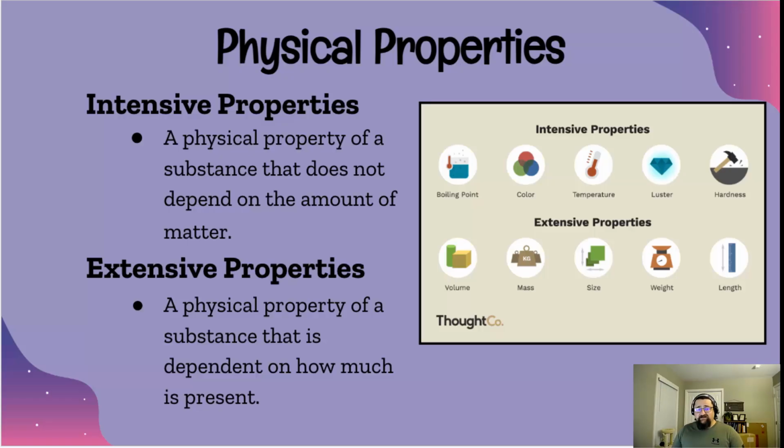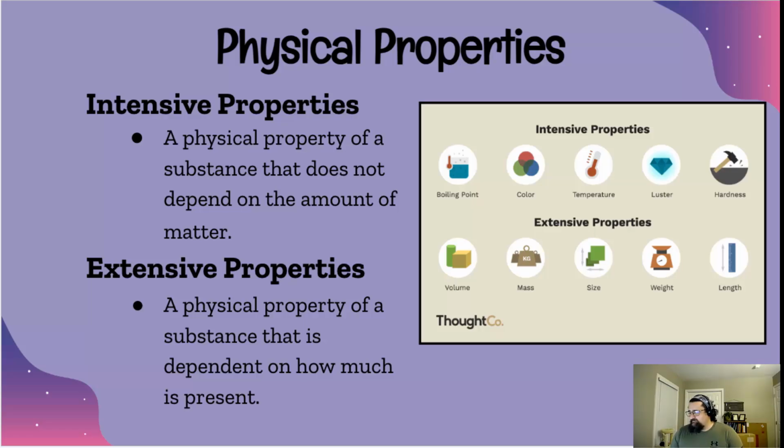Now, intensive are going to be the things like the boiling point, melting point, color, texture. Hardness and luster, right? All of those things are intensive properties. It doesn't matter how much you have, all right? It's going to have the same boiling point. It's going to have the same color, whether you have a little bit of it or a whole lot of it, okay?